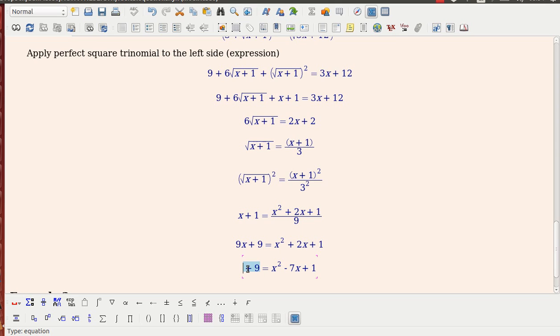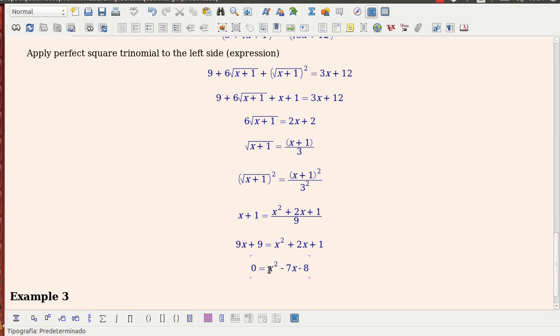And I can subtract 9 from each side. We have here minus 8 and 0. Solve the equation. Look at another trinomial.